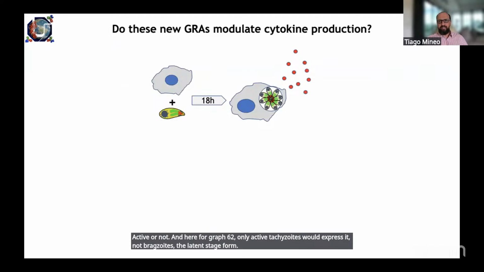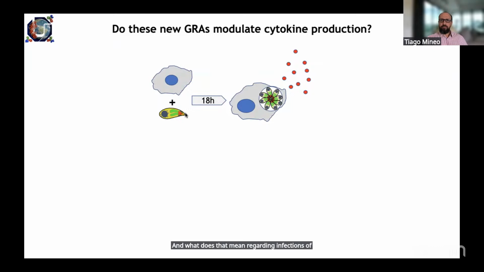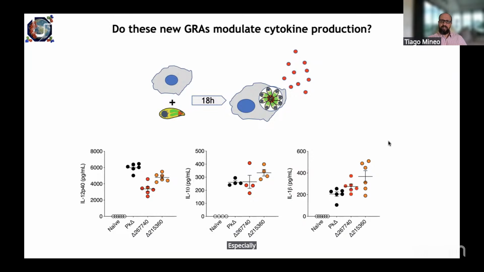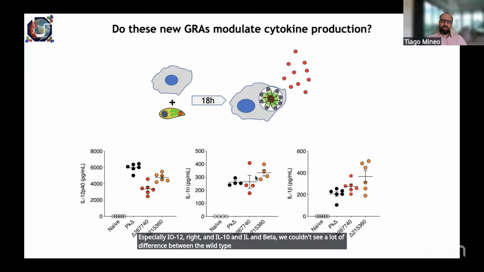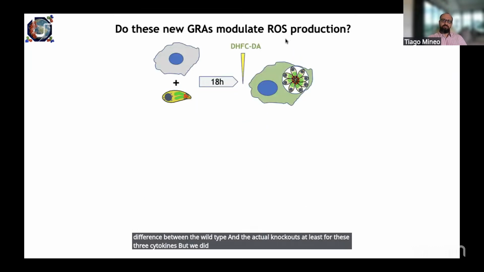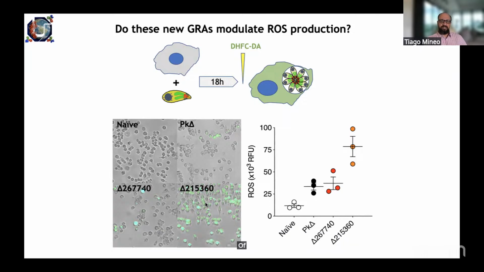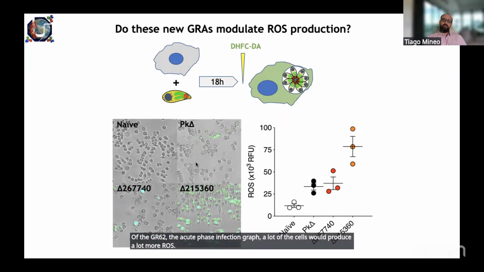And what does that mean regarding infections of immune cells, right? So we took some of those parasites and infected some macrophages and looked for cytokine production, especially IL-12, IL-10 and IL-1 beta. We couldn't see a lot of difference between the wild type and the knockouts, at least for these 3 cytokines. But we did check for ROS production in the same experimental setup, and then we saw a big difference for the acute phase protein. So with parasites that are knocked out of GRA62, the acute phase infection GRA, a lot of the cells would produce a lot more ROS compared to the wild type controls.